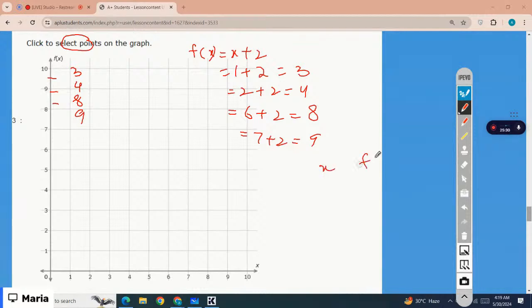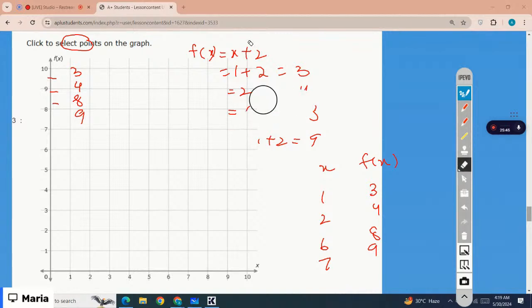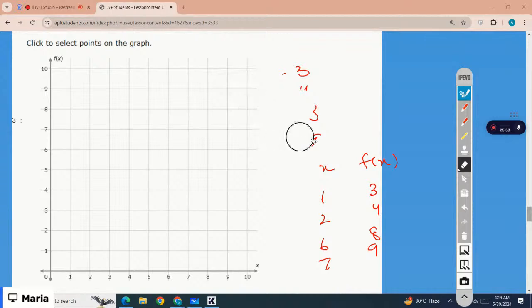x and f of x. x is 1, 2, 6, and 7. f of x is 3, 4, 8, and 9. Let me just remove these things. Okay, so start the first one.